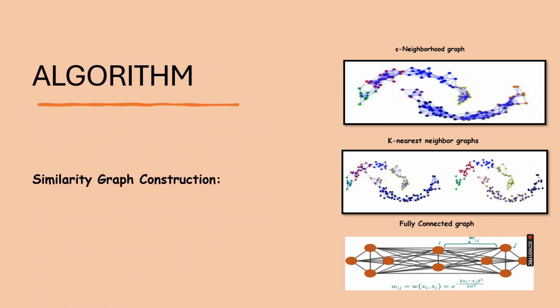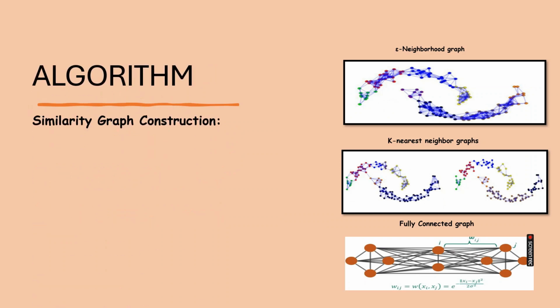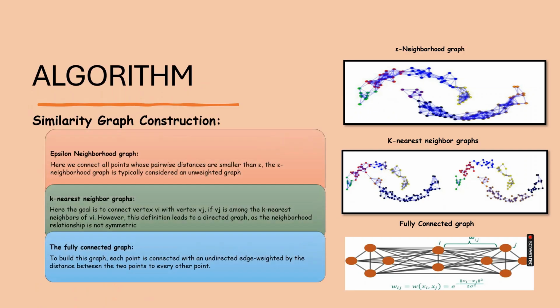The first step of the algorithm is similarity graph construction. This graph can be constructed in these 3 ways: either an epsilon neighborhood graph, k nearest neighbor graph, or fully connected graph. First, the epsilon neighborhood graph.